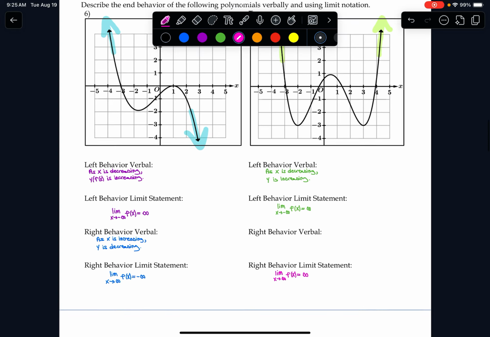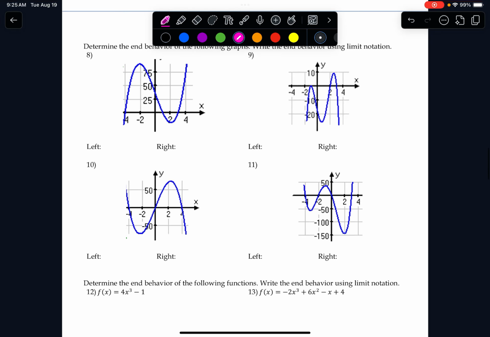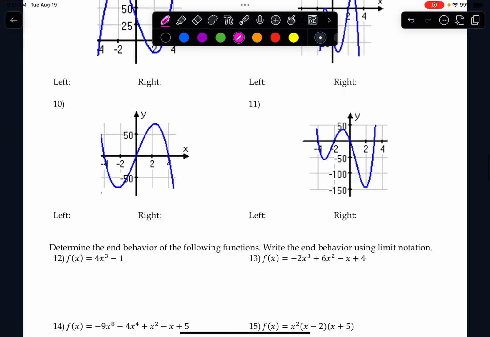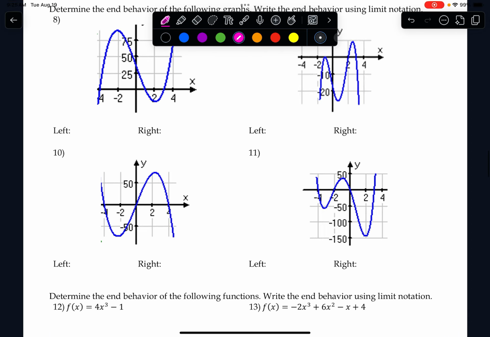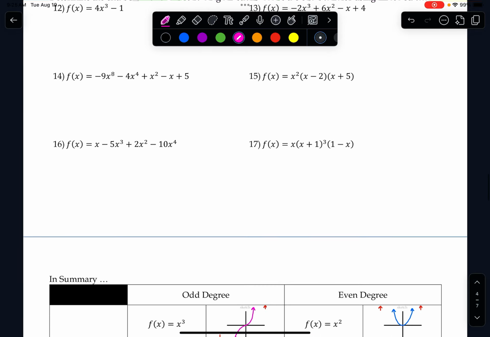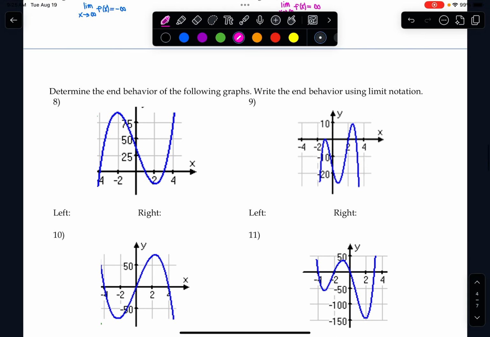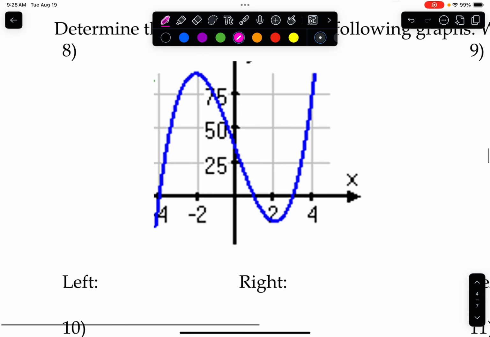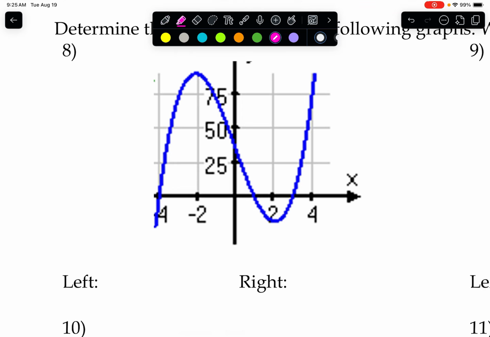Now with your limit notation, we're going to practice it with some graphs. We have 4 different types of graphs, and then we have some algebraic graphs, or some polynomials written below them, which we're going to look at. Looking at this first one right here, I like to exaggerate my arrows on both sides when possible. If I look on the left side, it's going down. If I look on the right side, we're going up.